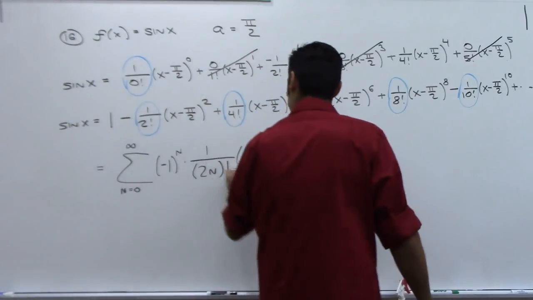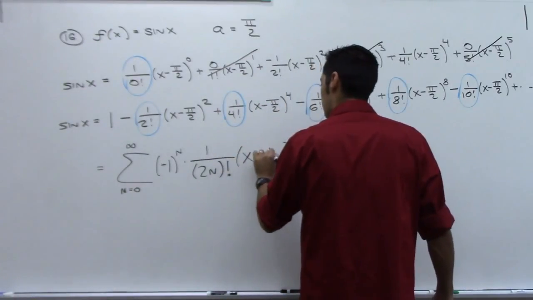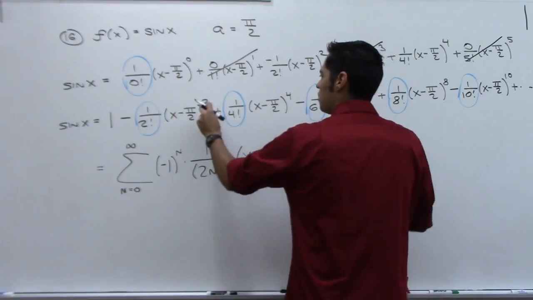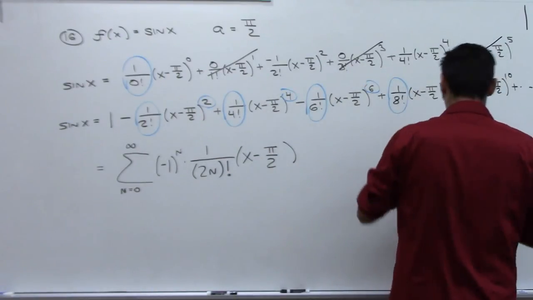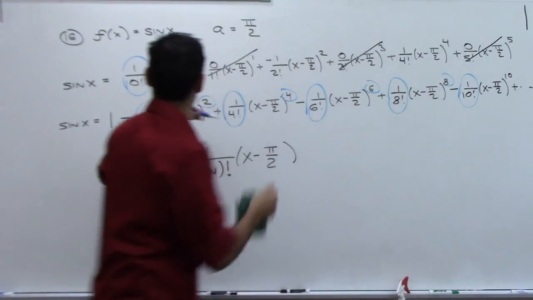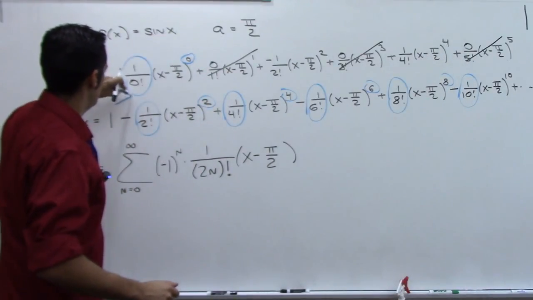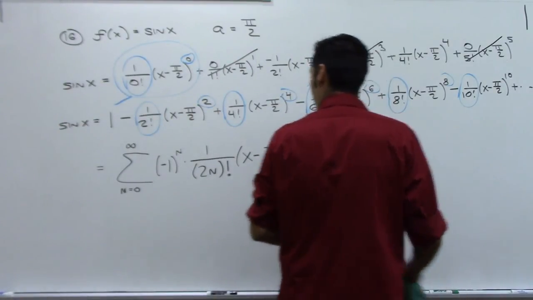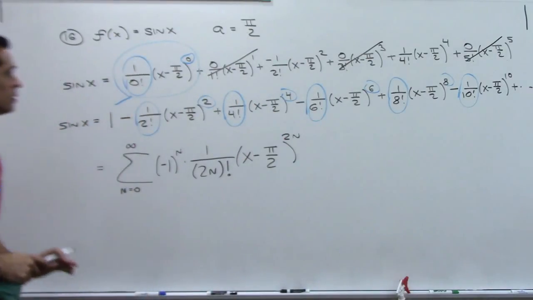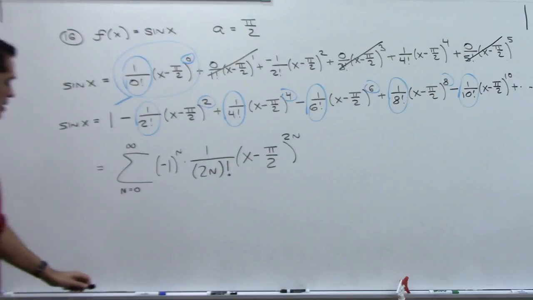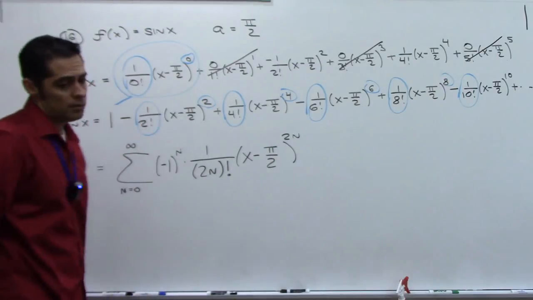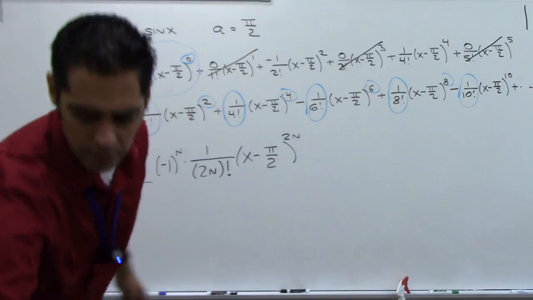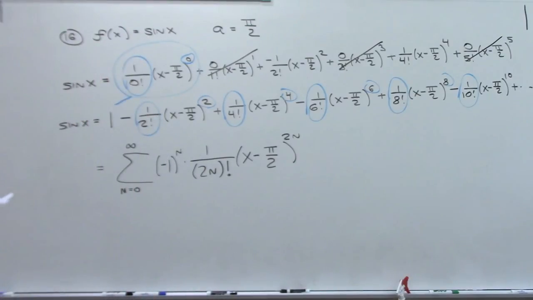And then out here, it's the x minus pi over 2, and those are all also just even powers. I want to start at this first one, so I want to start at 0. Same thing, 2n up here. And that should create the series. So that is your Taylor series expansion of sine x about the value pi over 2. Let me check it. 2n factorial, negative 1 to the n, yes. All right, that's it.